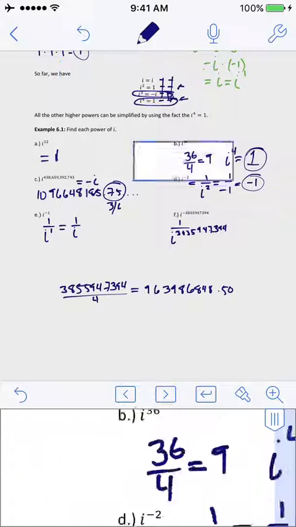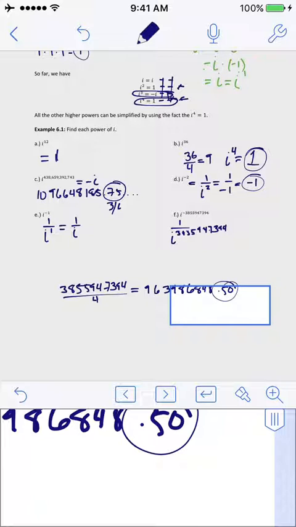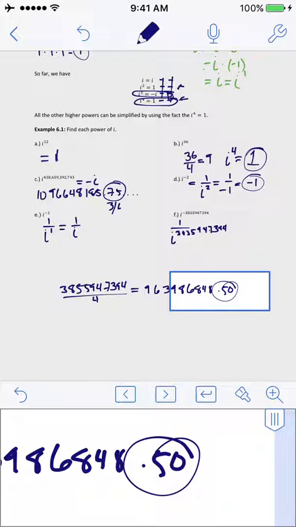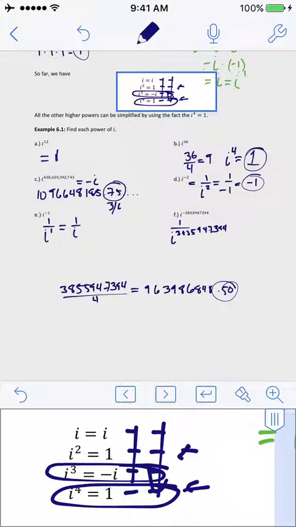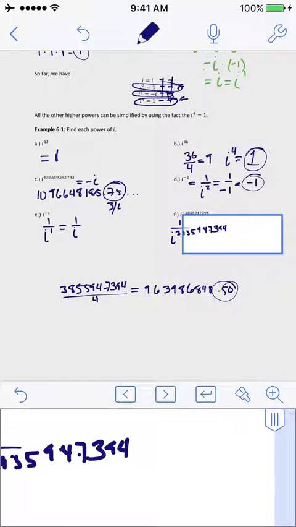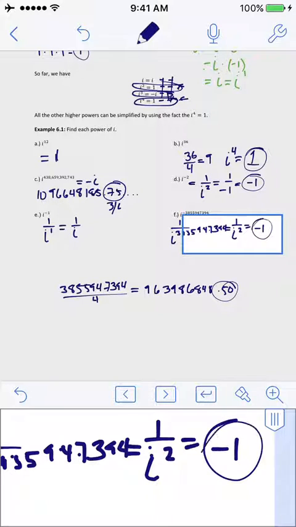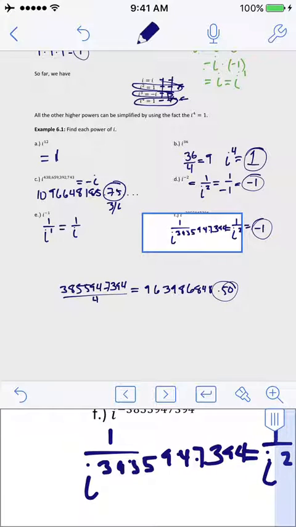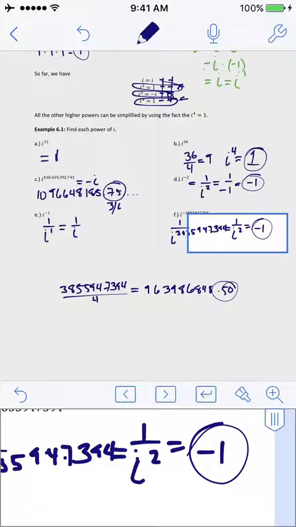So 0.50, and that's the only part we care about. We care that it's 1/2 of the way through the pattern, so it'd be equal to i squared. So this would be equal to 1 over i squared, which we just saw in the last example was negative 1. So that huge, huge power boils down to negative 1. Because that's it. That's the only thing i will ever do.